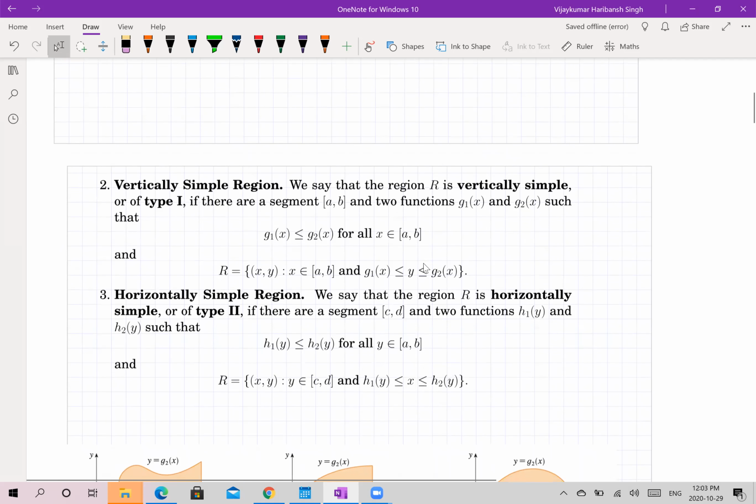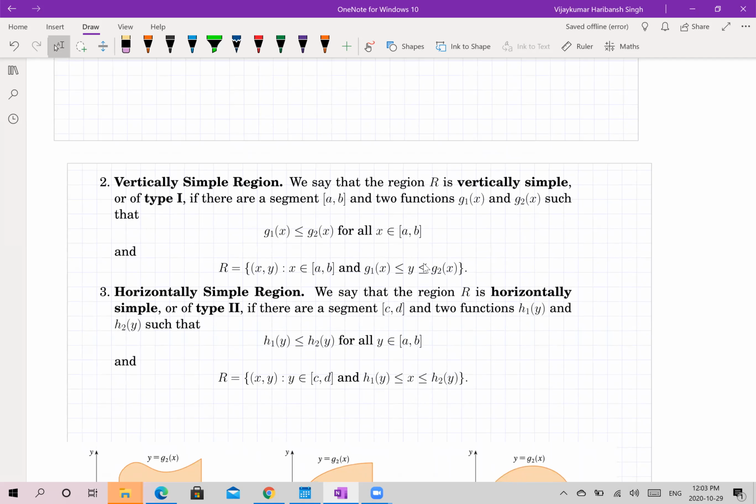For that, we have two kinds of domain. One is called a vertically simple domain. We say a region R is vertically simple, or type 1, if there's a line segment AB and two functions g1, g2 such that y is bounded between g1 and g2 and x comes from the interval AB.